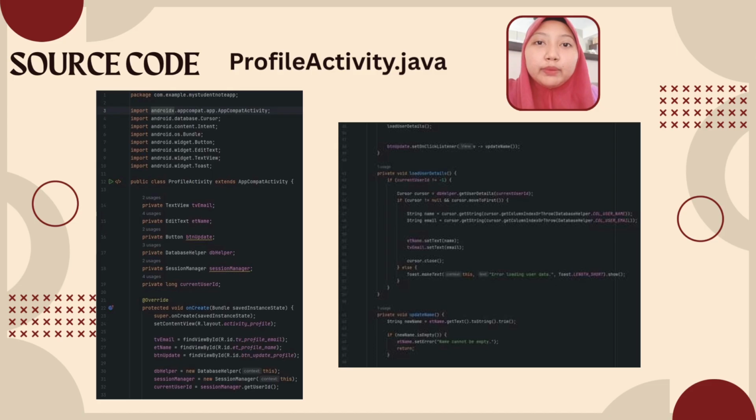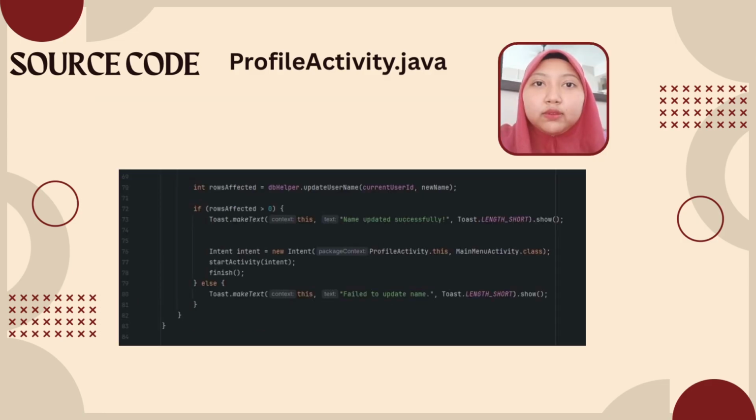Update logic: update name. The btnUpdate set on click listener triggers the updateName method. It retrieves the new name from the text field. Validation: it checks if the new name is empty. If so, it displays an error and returns.